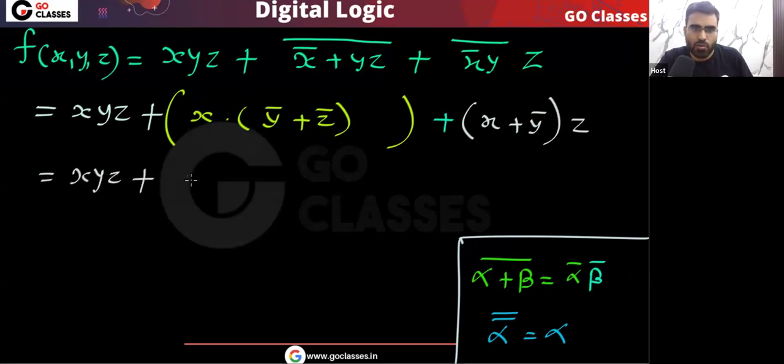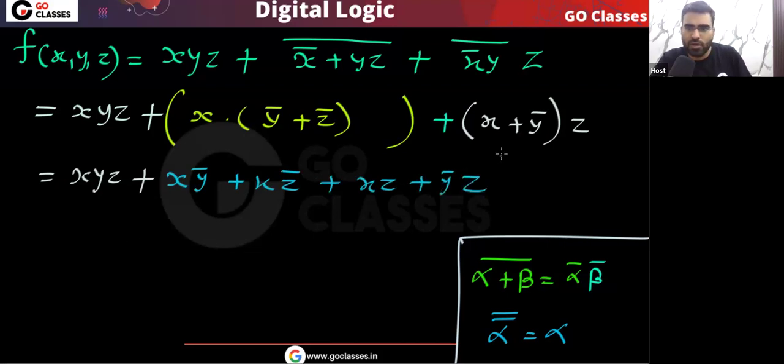What you will get? Here you will get xy bar or xz bar, or xz or y bar z, right? Correct? Okay. So very simple. This is what you will get from here: xz or y bar z. And this is what you will get from here: xy bar or xz bar. Okay, so now further, how can we simplify?